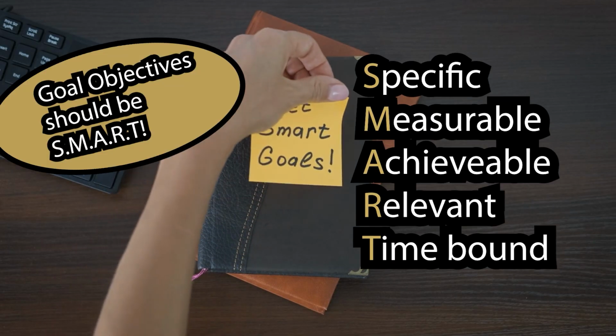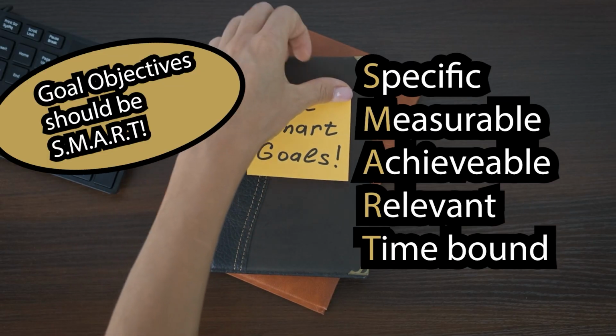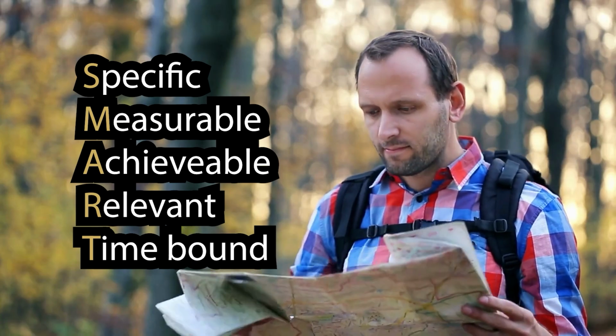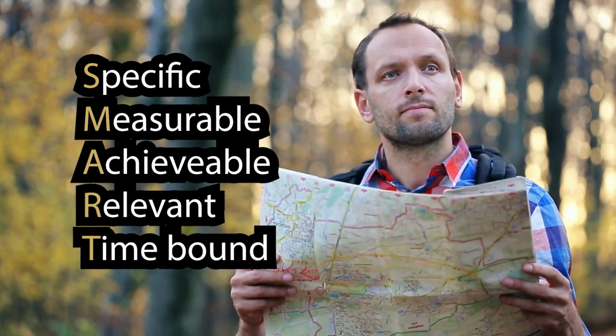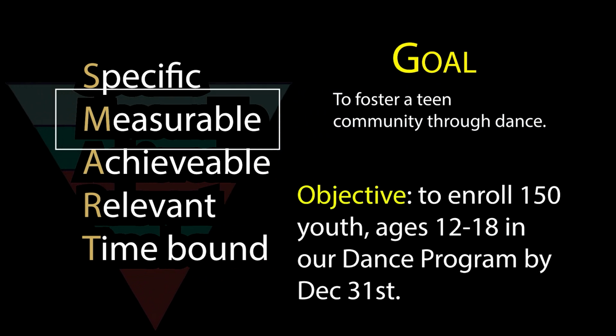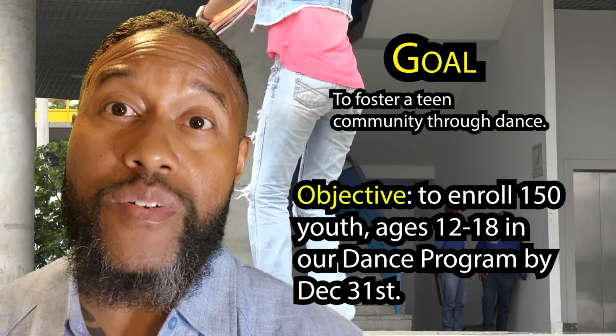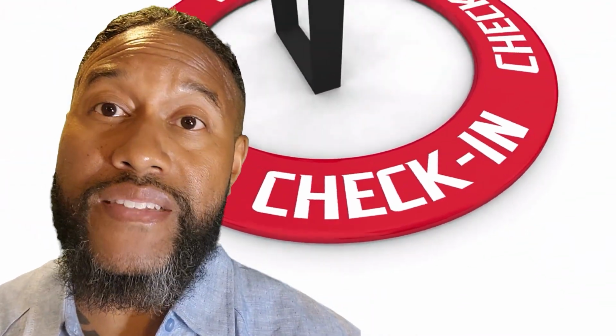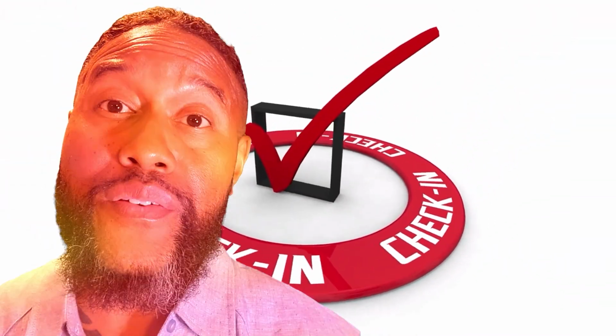SMART is an acronym that stands for specific, measurable, achievable, relevant, and time-bound goals that provide clear direction and define the criteria for each goal. We're getting more specific. To enroll 150 youth aged 12 to 18 in our structured dance programs by December 31st. We can measure this objective because we're going to have a list of enrollees. If we get 150 of them that are 12 to 18, then we've met our criteria for this goal.